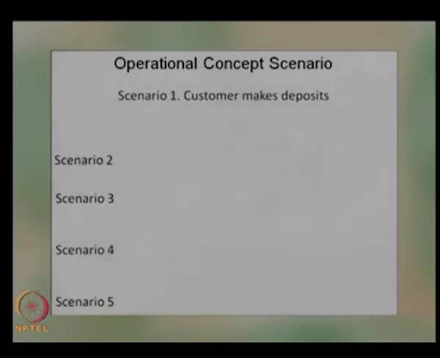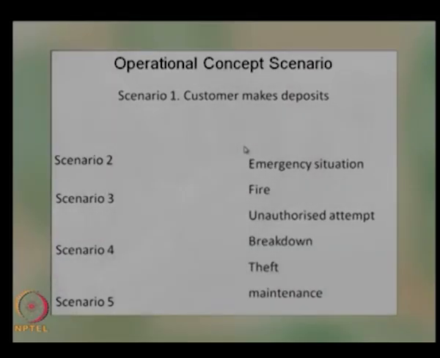Similarly, you can identify other scenarios also; you can have scenario 2, 3, 4, 5 or any number of scenarios. Some examples of scenarios are an emergency situation. It could be a fire in the ATM room, or a theft, or an electrical short circuit, or whatever it is. So what will happen in the emergency situation?